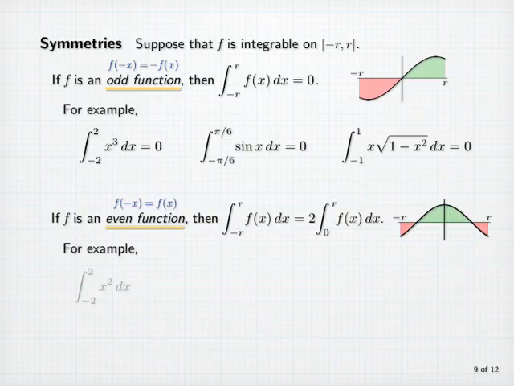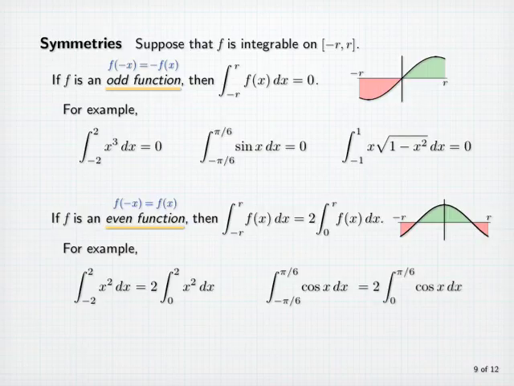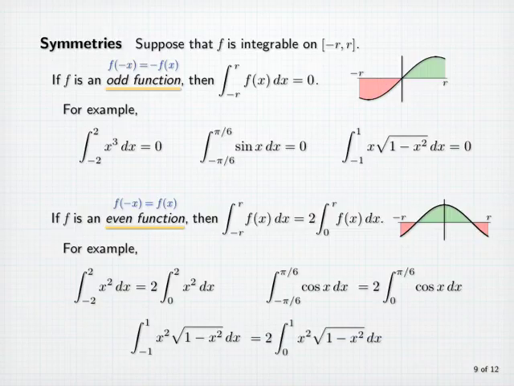For example, the integral from minus 2 to 2 of x squared dx is the same as 2 times the integral from 0 to 2 of x squared dx. The integral from minus pi over 6 to pi over 6 of cosine x dx, since cosine is an even function, is equal to 2 times the integral from 0 to pi over 6 of cosine x dx. And the integral from minus 1 to 1 of x squared times the square root of 1 minus x squared dx is 2 times the integral from 0 to 1 of that function.